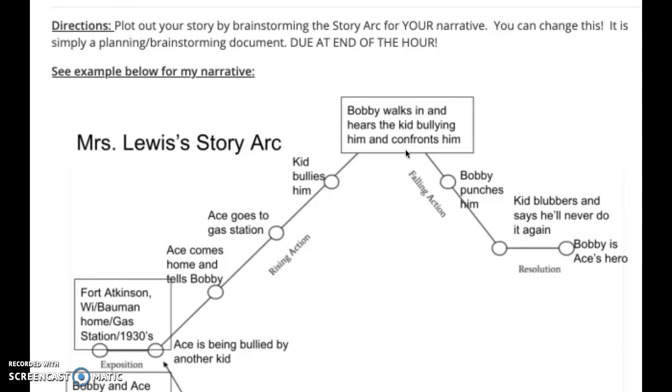And then after that, he punches him. The kid says he'll never do it again. Bobby is Ace's hero. So that's like the resolution and the falling action. So that climax is the big confrontation or the big moment in time, and then after that it's where the conflict gets resolved. So it's like the conflict comes to a head.